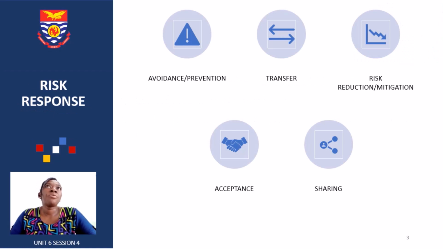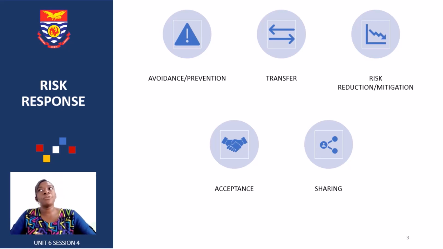So yes, when risk happens, the unforeseen, when they happen, what do you do? These are five key things that usually tend to happen. It is not the only ones that you can do. There are more, but these are the five main ones. You have the avoidance or the prevention.